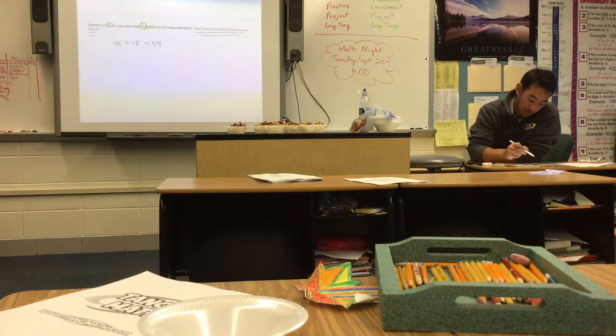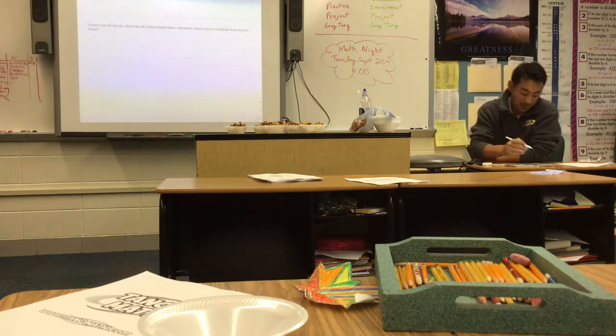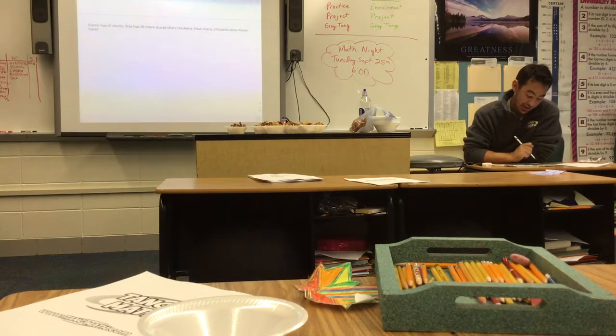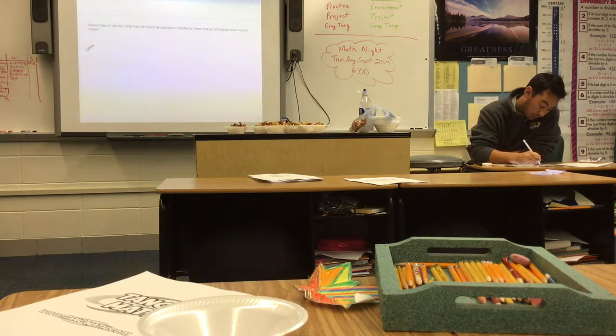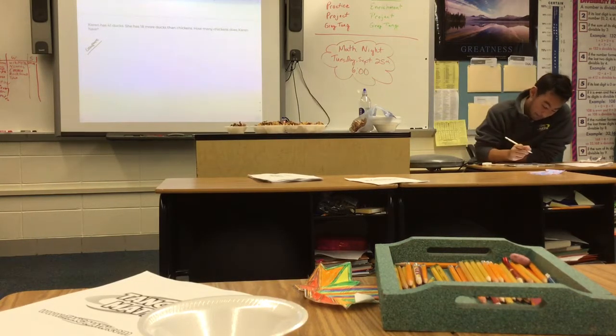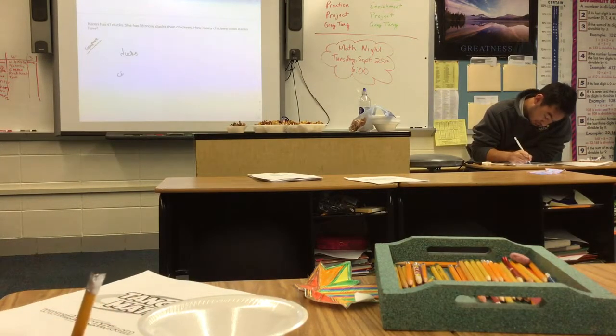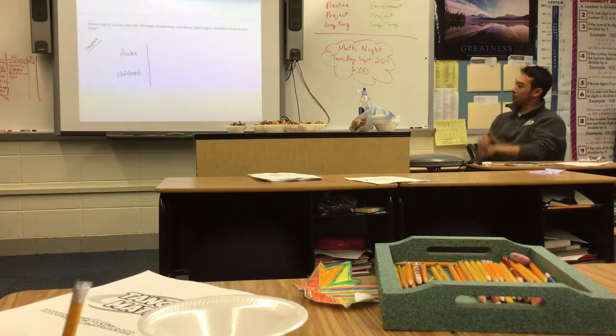Let's see what really happened in this problem. So the kid follows the directions perfectly, looks for the association. Karen has 41 ducks. She has 18 more ducks than chickens. Oh, this is a compare problem. Oh, I can do these. I've done tons of them. I've done a whole year's worth already in first grade. What is this problem about? It's about ducks and chickens. So we put ducks and chickens like we always do. Oh, that's what this problem is about.